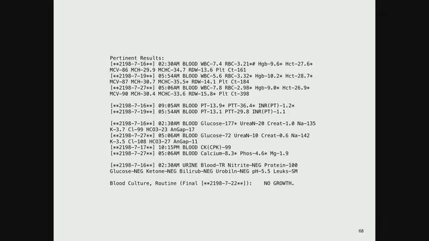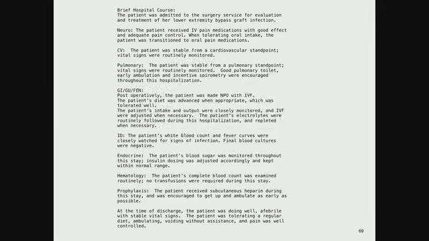These are results, again copied out of the laboratory database into the discharge summary, brief hospital course, and then a review of systems: what's going on neurologically, cardiovascular, pulmonary, GI, GU, et cetera, infectious disease, endocrine, hematology, prophylaxis. At the time of discharge, the patient was doing well. No fever and stable vital signs, tolerating a regular diet, ambulating, voiding without assistance, and pain was well controlled.